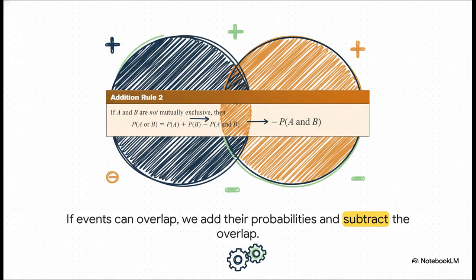But what if the events can overlap? Well, if we just add them up, we're going to count that overlap twice. We don't want to do that. So the rule is add the probability of A, add the probability of B, and then, this is the crucial part, subtract the probability of the overlap, so it only gets counted once.